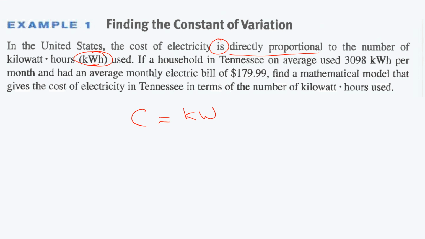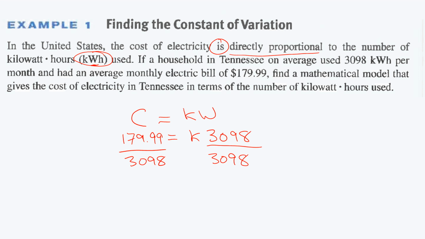All right, so let's put our data in. So a household in Tennessee used 3,098 kilowatt hours. So instead of W, we're going to put 3098. We've got K here, and the cost was $179.99. And our job is to get K by itself. So what do we need to do? We need to divide both sides by 3,098.